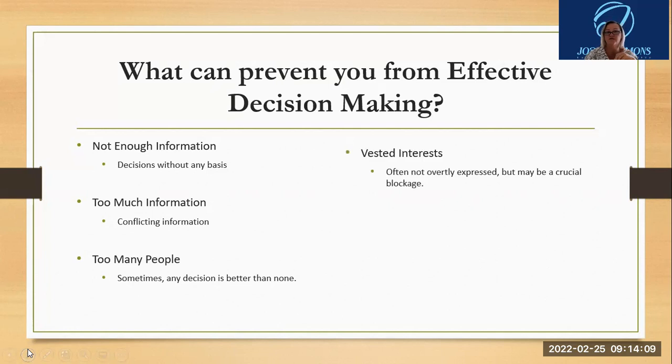The next one we have is vested interest. So by this, I mean decision-making processes are often founded under the weight of vested interests. Vested interests are not something that is overly expressed, but is a crucial blockage to decision making, because when they're not overtly expressed, it's really hard to identify them clearly and therefore address them.